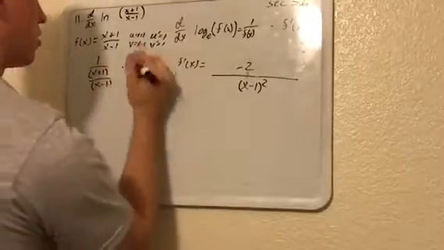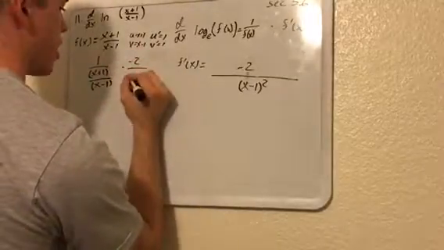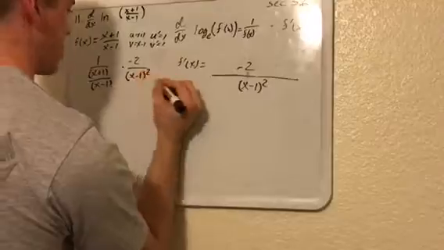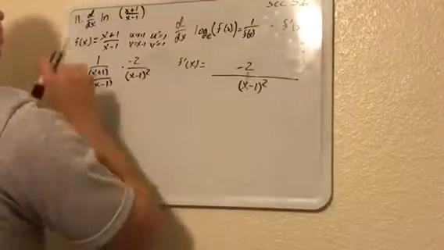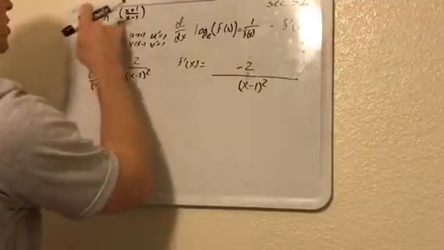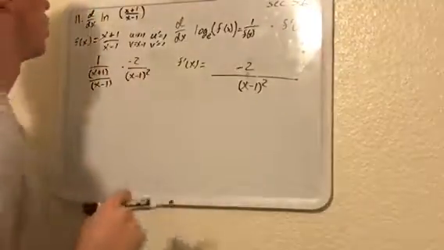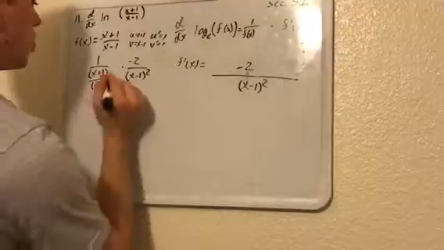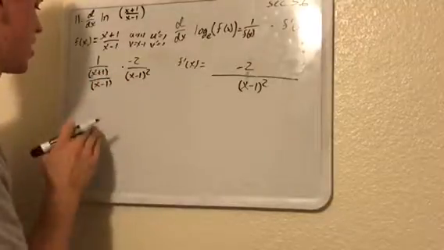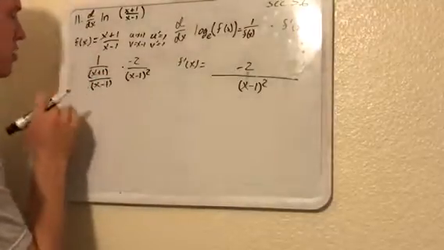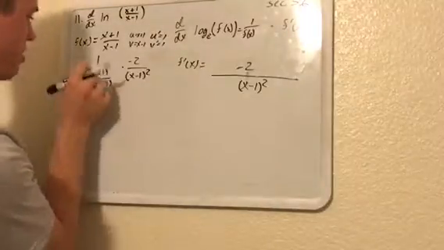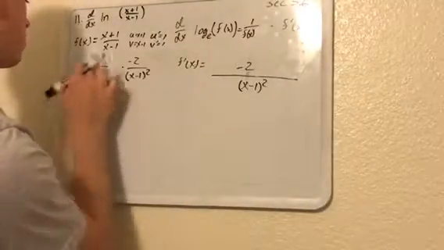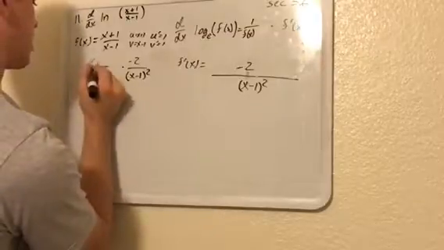Throw that in right here. Negative 2 over x minus 1 squared. Right? This is all equal to the derivative with respect to x of natural log of x plus 1 over x minus 1. So when we simplify this, this is the same thing as multiplying by the reciprocal. So 1 divided by this is actually just equal to the inverse of this one. So we'll flip this one and put it on top. So that's x minus 1 on top.